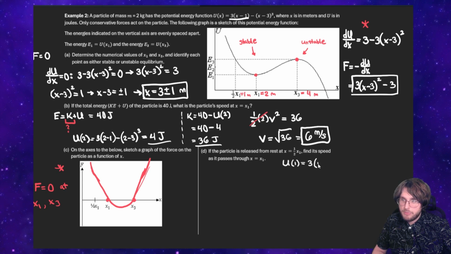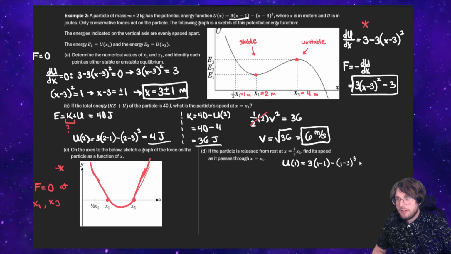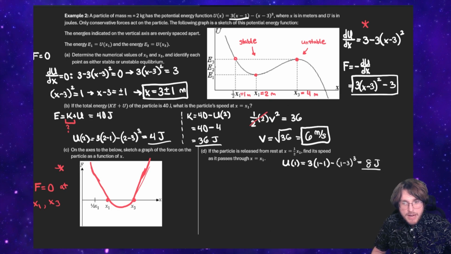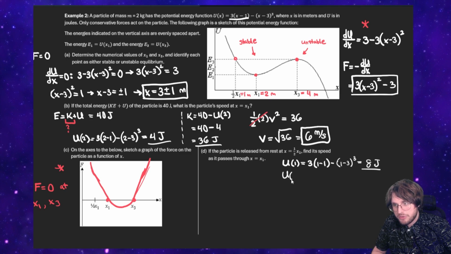So it'd be 3 times 1 minus 1, our given function up here, minus 1 minus 3 cubed. And if we evaluate that, we should find our potential energy at this point right here, if I mark it. So U1, if we're looking at our little grid lines here, is 8 joules of stored potential energy. And we've already solved for U2. We did that back over here, and we know that that's 4 joules. So I'll just rewrite that down here to remind us of that. It is 4 joules by the time it falls down to x1.